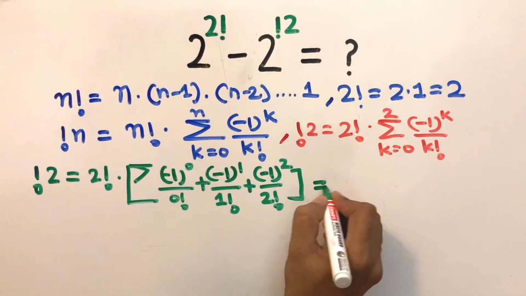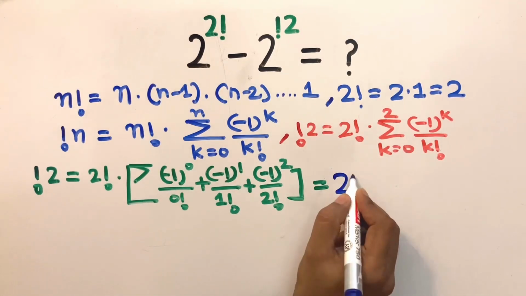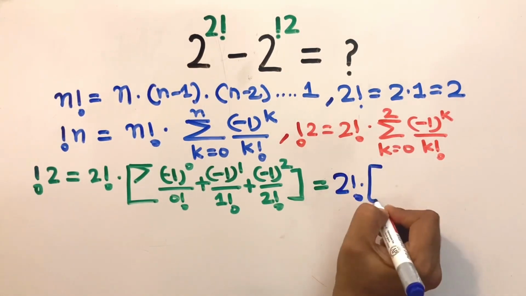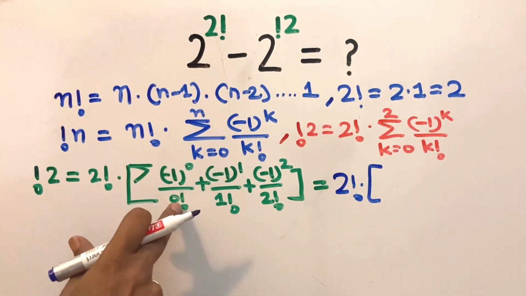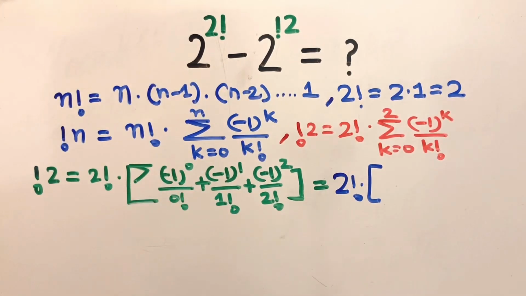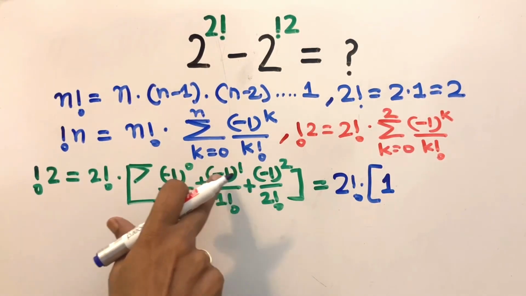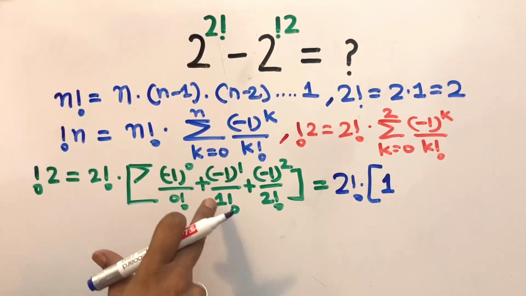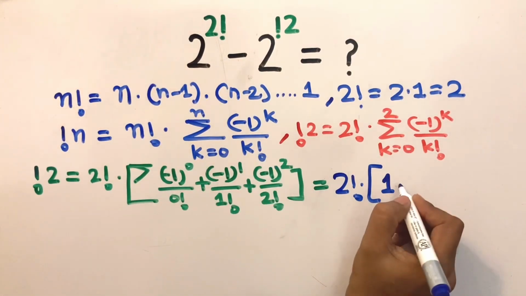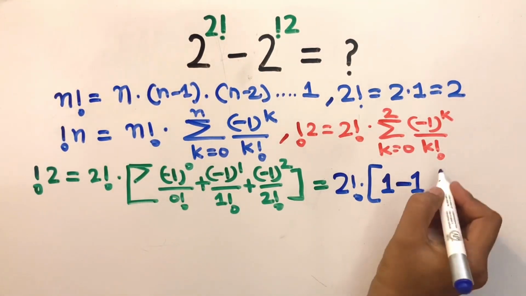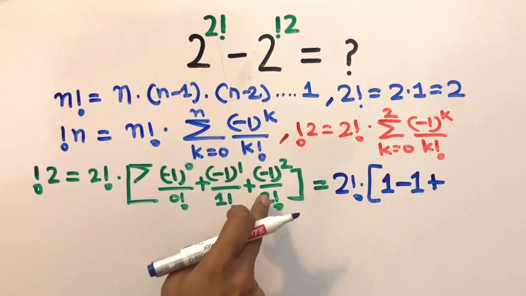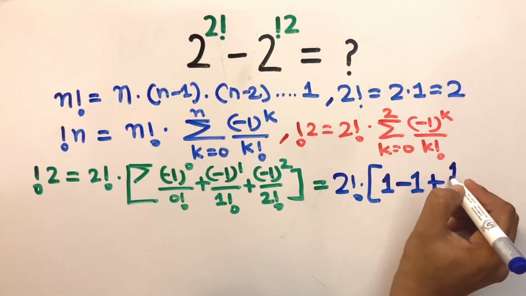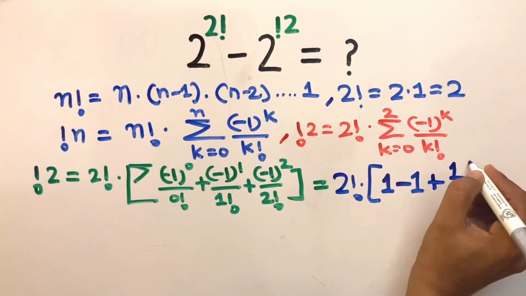So this is equals to 2 factorial multiply bracket, minus 1 to power 0 is 1 and 0 factorial is 1. 1 divided by 1 is 1. And here minus 1 to power 1 is minus 1 divided by 1 factorial, that is also 1. So this is going to be minus 1, plus minus 1 to power 2 is 1 divided by 2 factorial, is 2. So this is 1 by 2.